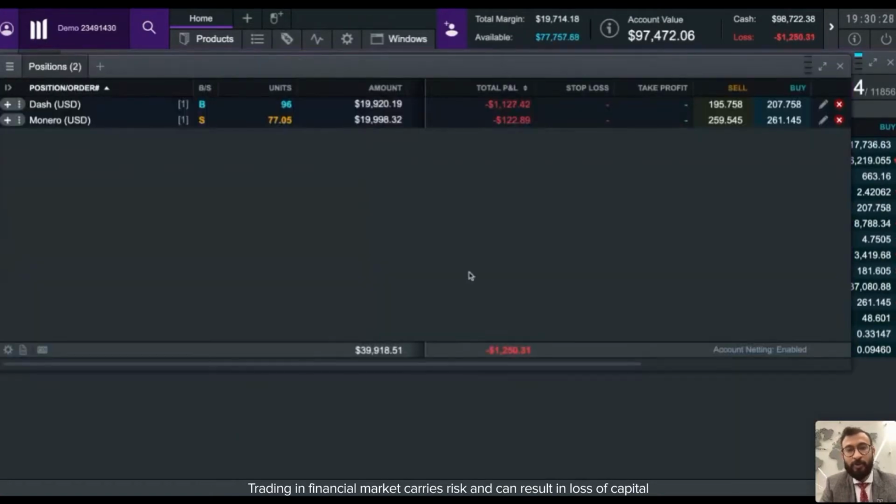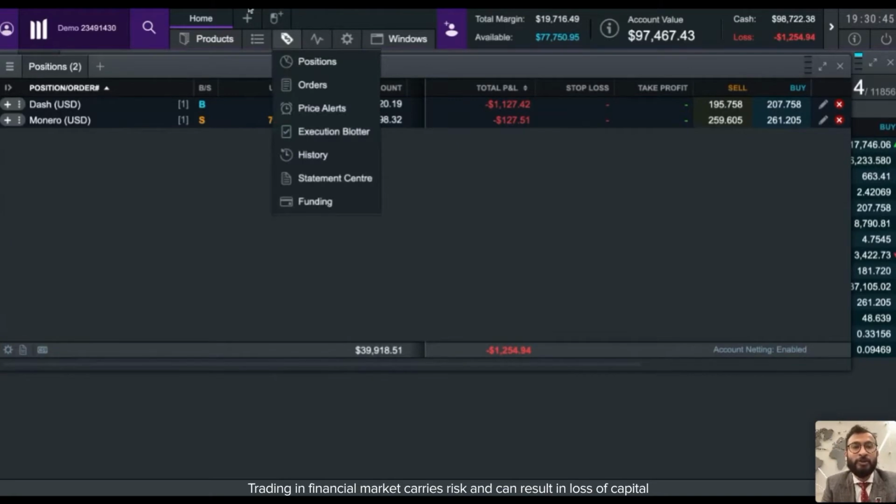I go to positions. Now I'm expecting Dash will go higher and Monero will come down, and this gap between them, the ratio, will go higher, because this ratio was 0.8 and it is expected to go to 1. So the Dash price has to go up or the Monero price has to go down to increase the ratio. This is what we call statistical arbitrage, pair trades, ratio trades. It is different from the normal speculation you would do in a cryptocurrency.